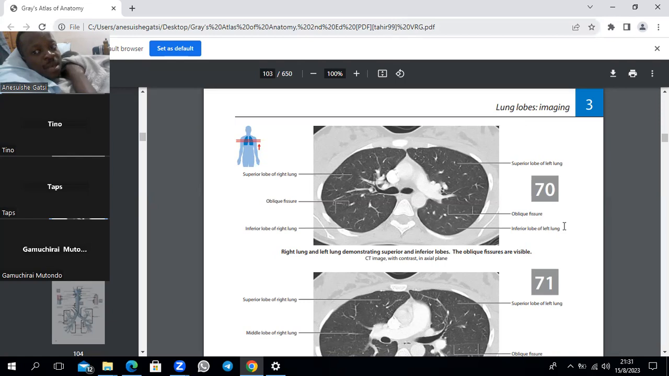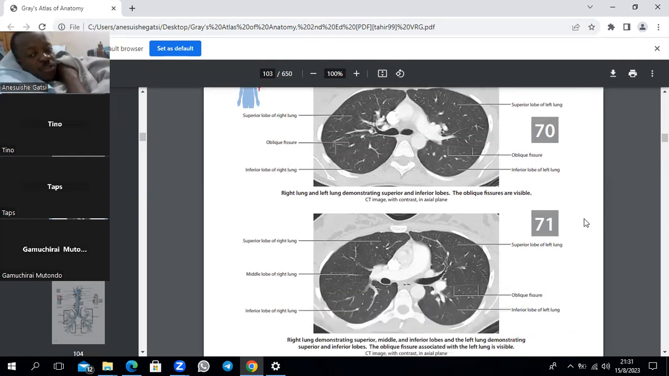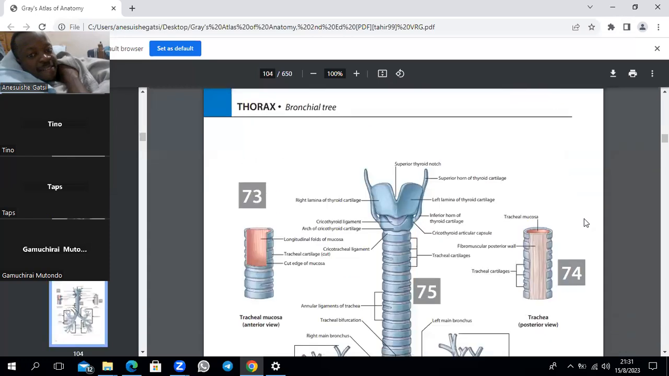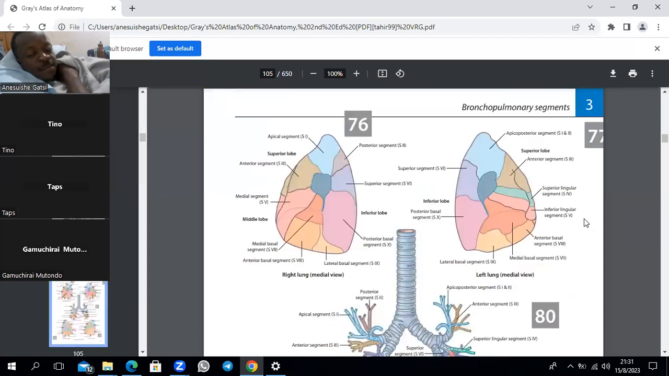Trying to simplify anatomy of the lung. But then, can anyone tell us what a bronchopulmonary segment is? Does anyone know what a bronchopulmonary segment is?